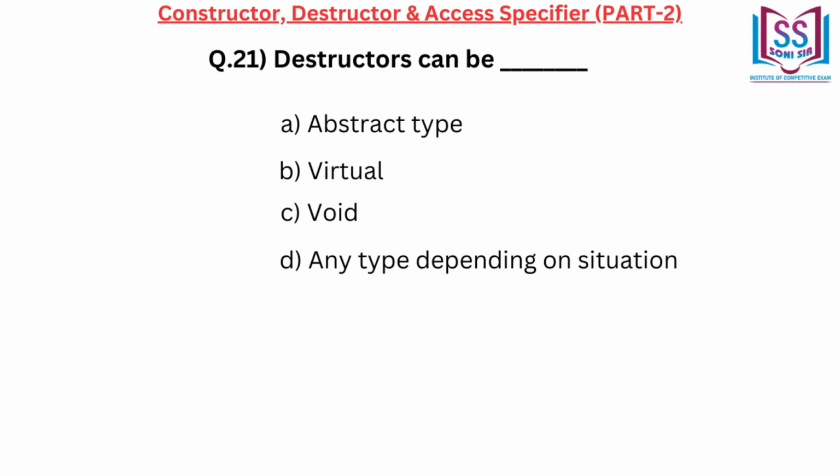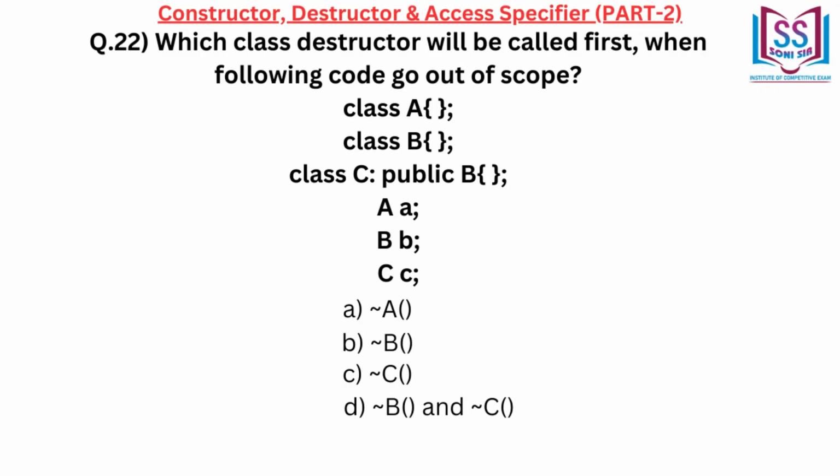Destructors can be dash. A. Abstract type. B. Virtual. C. Void. D. Any type depending on situation. Correct answer B. Virtual. Which class destructor will be called first when following code goes out of scope?